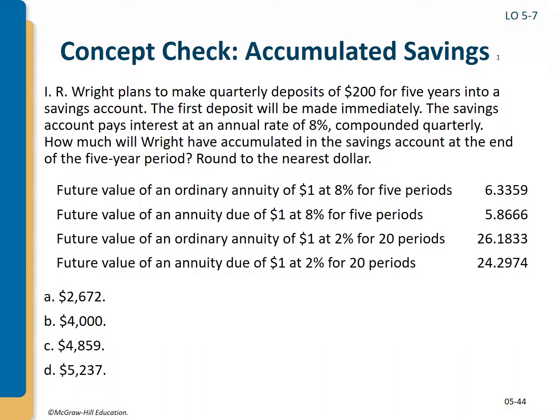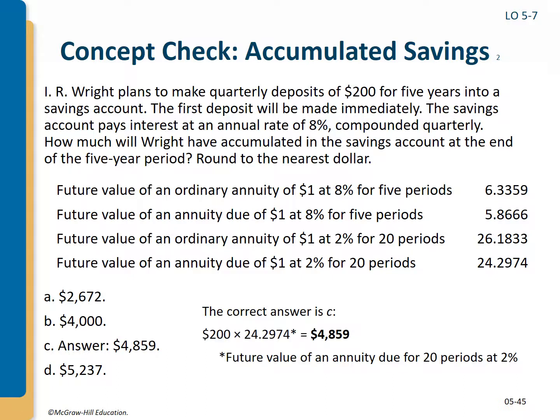So that should be 24.7833. So take the $200 in payments times that factor of 24.7833, and you should get 4956. Since they used 24.2974, it's a little different, but they're wrong. Your answer should be 4957.